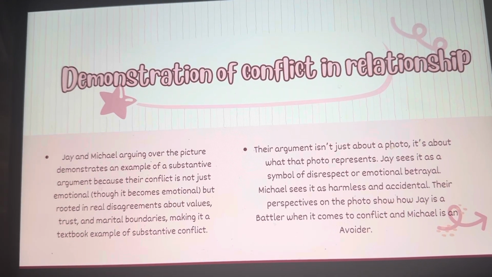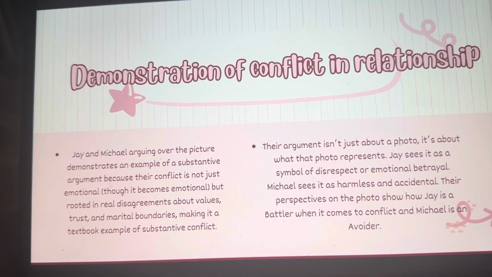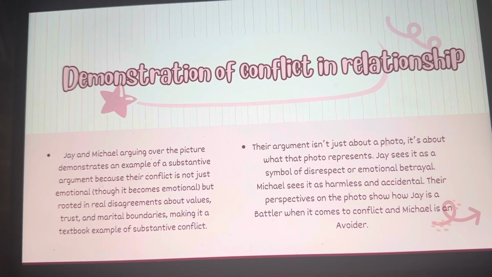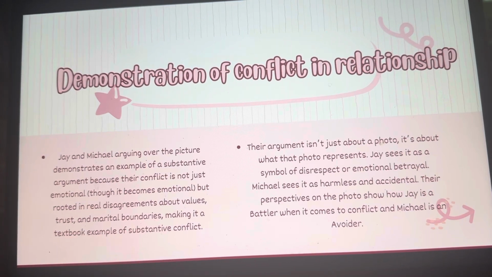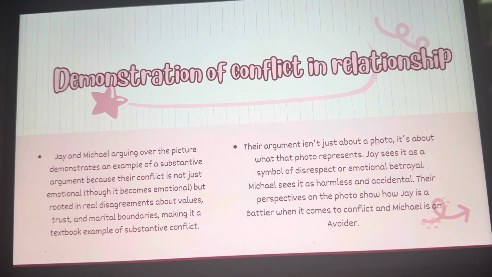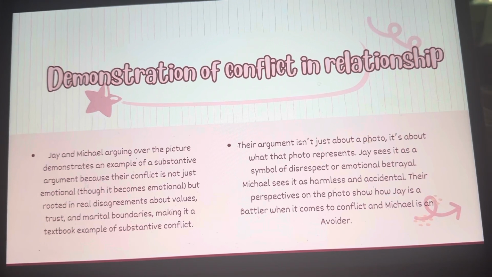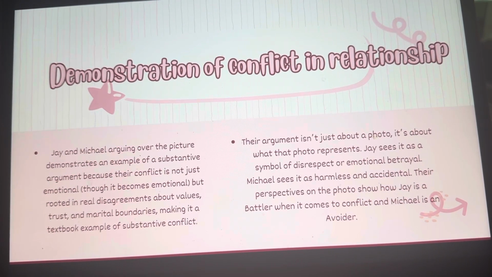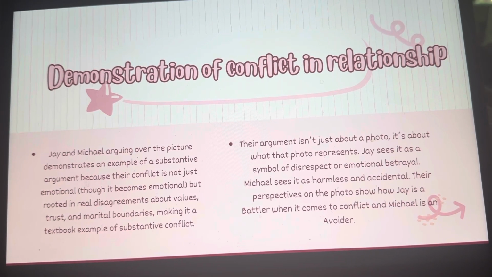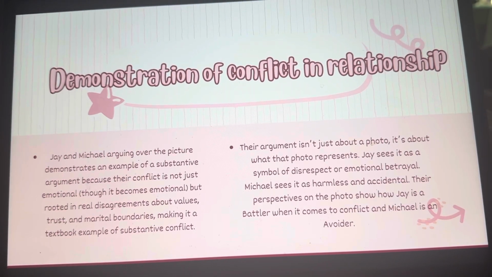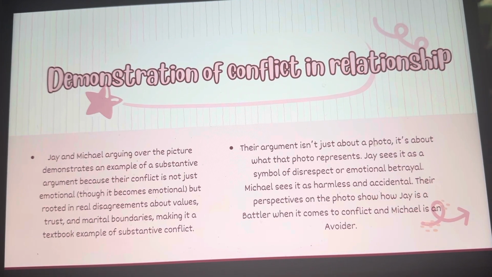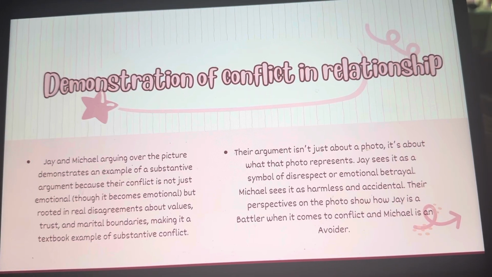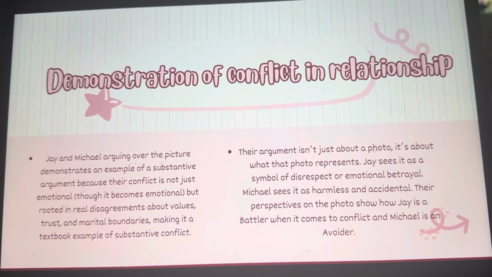Jay and Michael arguing over the picture demonstrates an example of a substantive argument because their conflict is not just emotional, though it will become emotional, but it's rooted in real disagreements about values, trust, and marital boundaries, making it a textbook example of substantive conflict. Their argument isn't just about a photo. It's about what the photo represents. Jay sees it as a symbol of disrespect and emotional betrayal, while Michael sees it as a harmless accident.